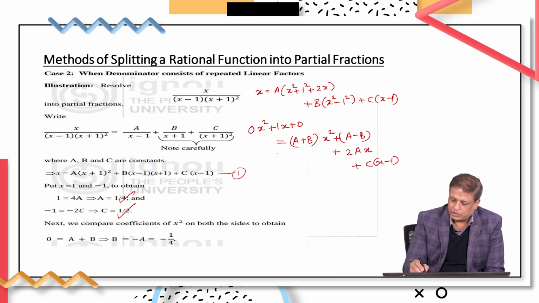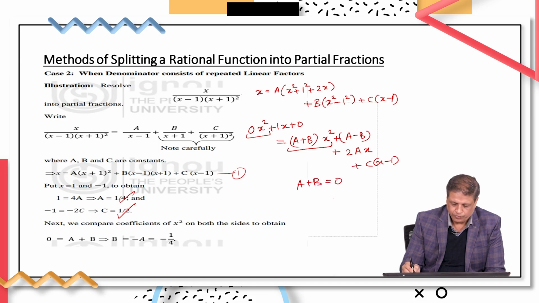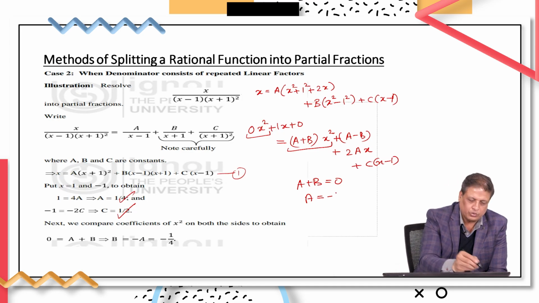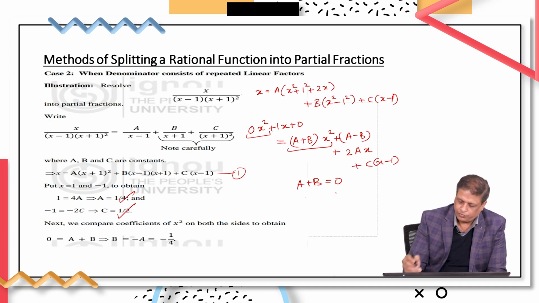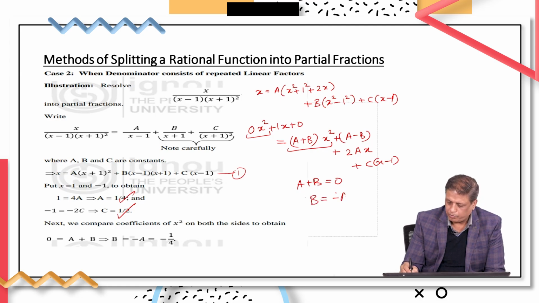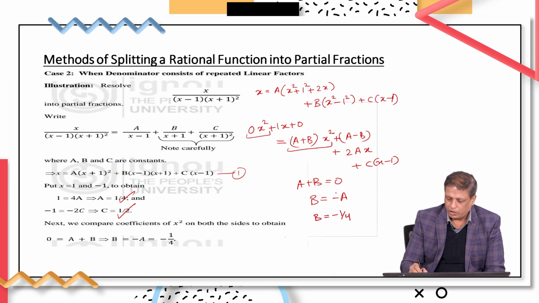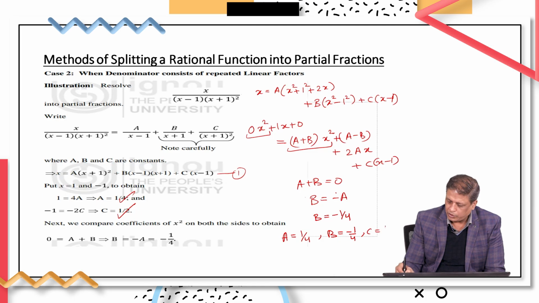So you can see that the coefficient of x square can be compared, and by comparing the coefficient of x square of the left hand side and right hand side, you get a plus b equal to 0. That means b is equal to minus of a, because we are here to evaluate for b. So b is equal to minus 1 by 4. So you got the answer: a is equal to 1 by 4, b is equal to minus 1 by 4 and c is equal to 1 by 2.